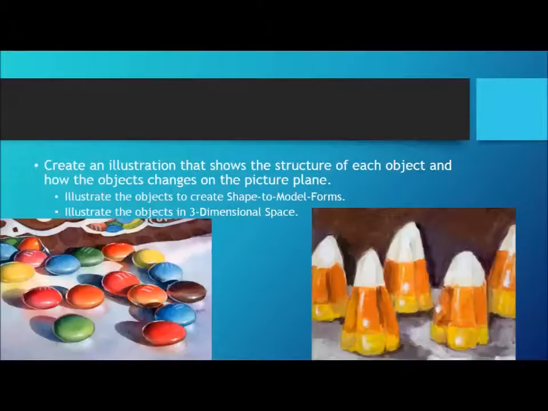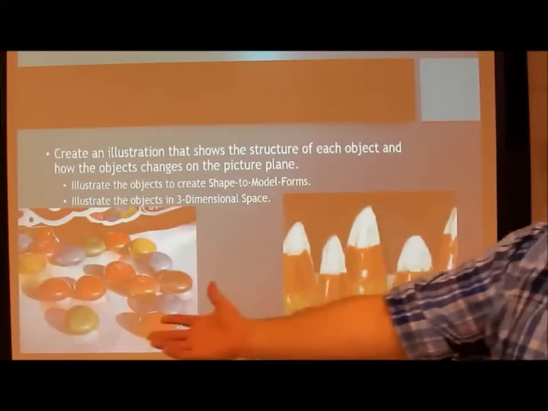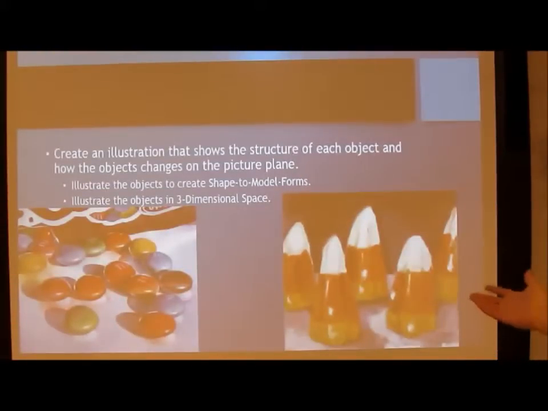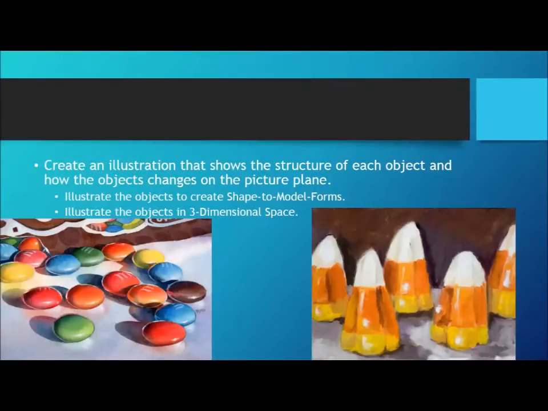Now you're going to create an illustration that shows the structure of each object and how the object changes on the picture plane. Illustrate the objects to create shape to model forms. Illustrate the objects in three-dimensional space. On one side we have the good, to the right side we have the bad. So really nice objects, good 3D representation, lots of color.